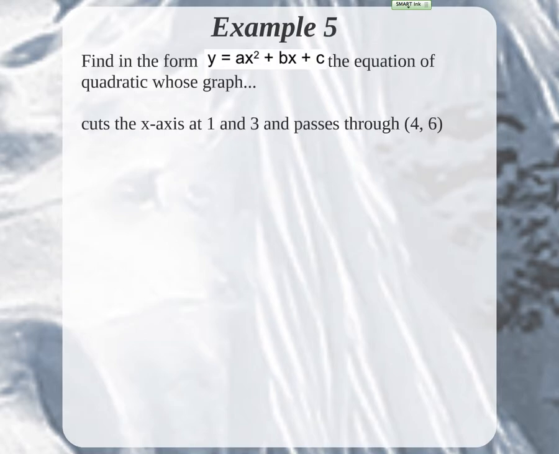Okay, so this one's got kind of a lot going on, and this is where that general form is sort of sneaking its way in there. So it says, find in the form y equals ax squared plus bx plus c, the equation of the quadratic whose graph cuts the x-axis at 1 and 3 and passes through 4, -6. So here's the deal.